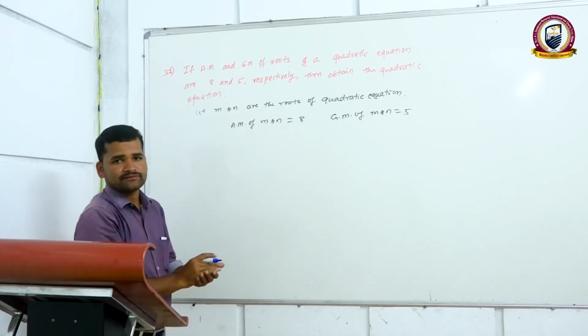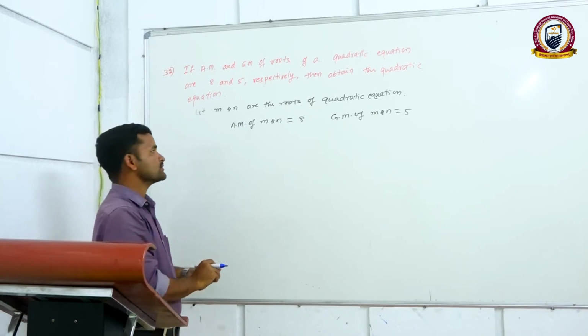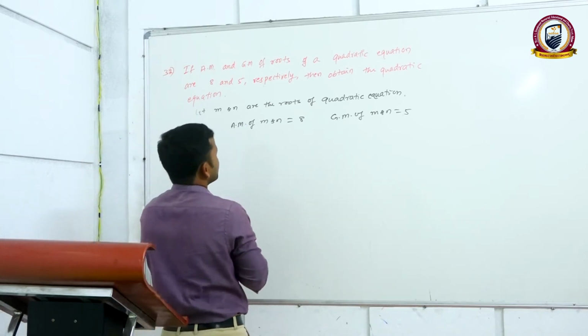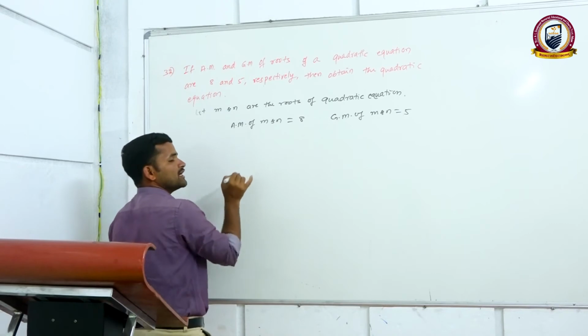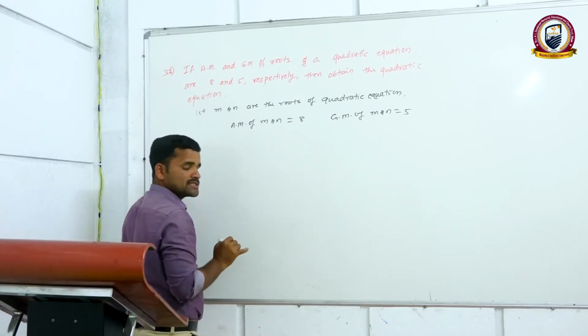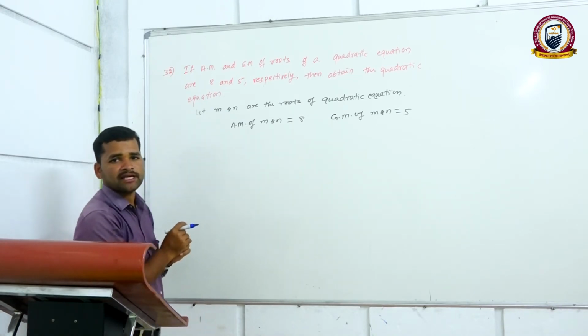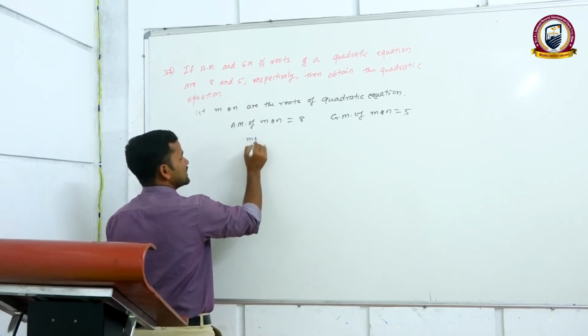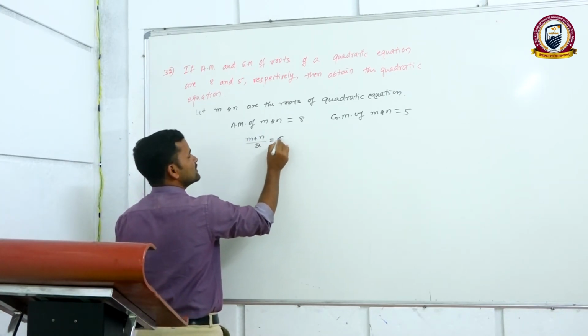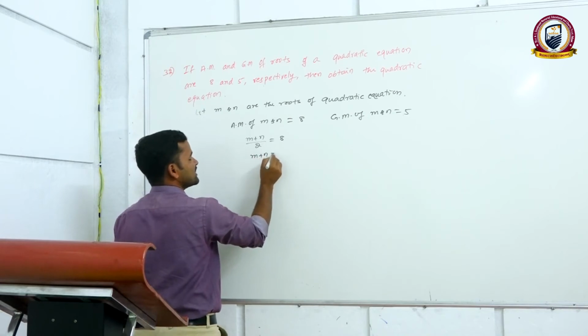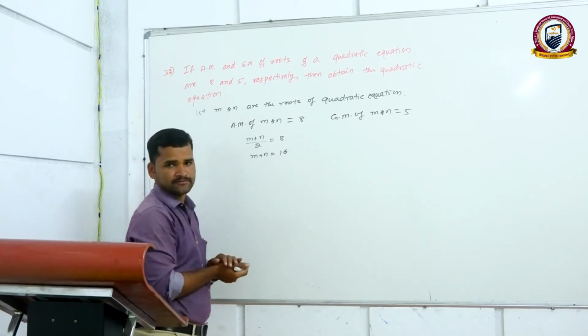Then after the quadratic equation, find it, there is a question. Now AM of m and n, what is AM of a and b? It is a plus b by 2. In the same way, arithmetic mean of m and n is m plus n by 2. This is equal to 8. That is nothing but m plus n is equal to 16.